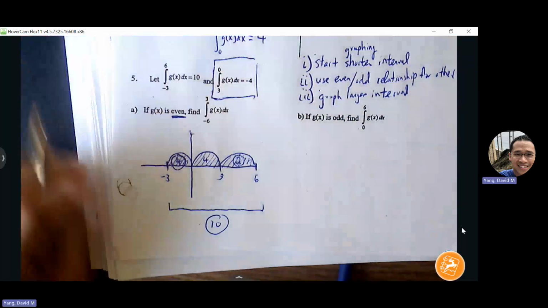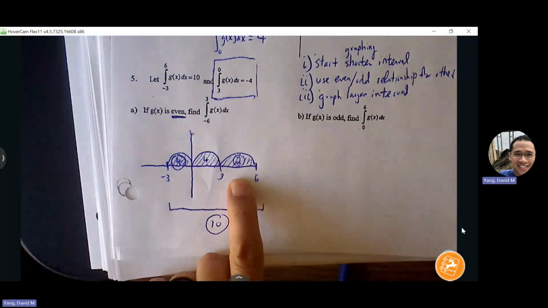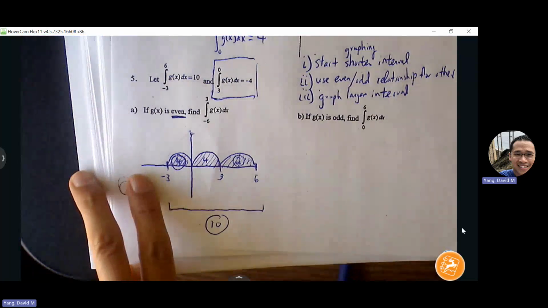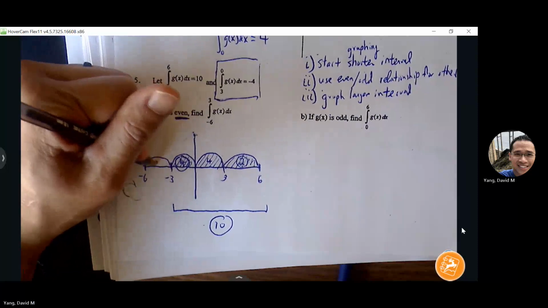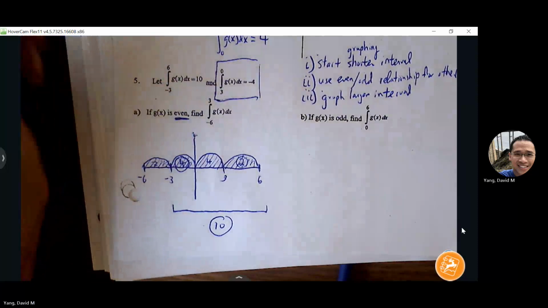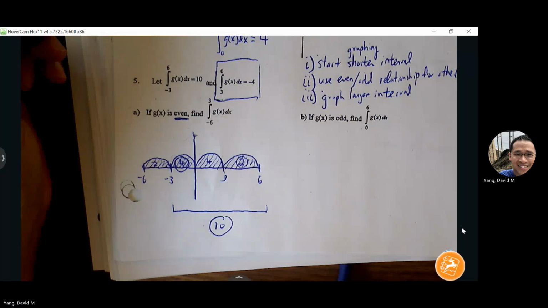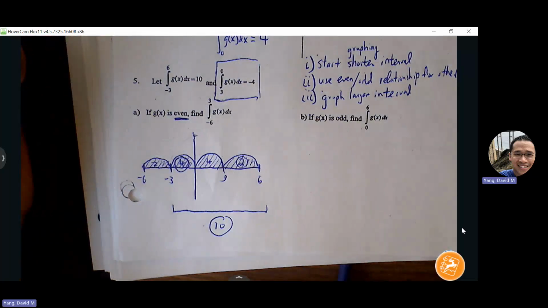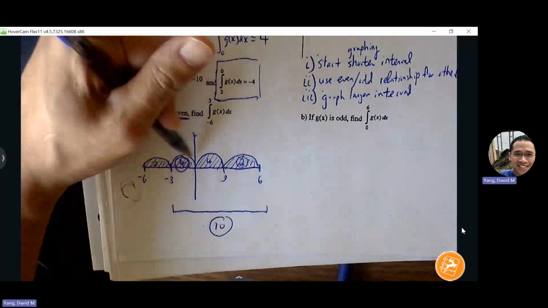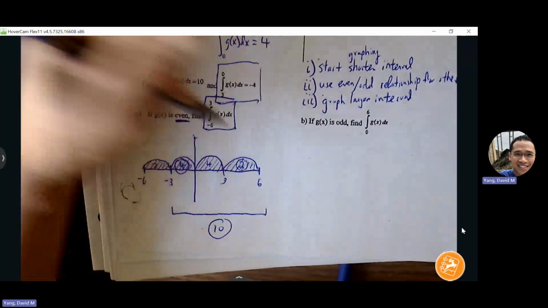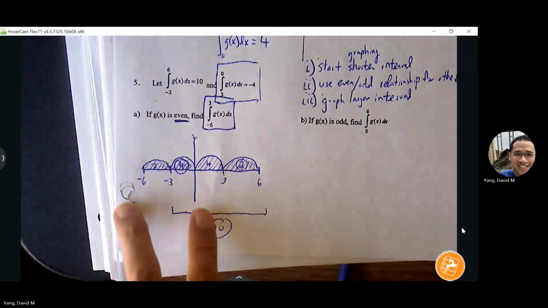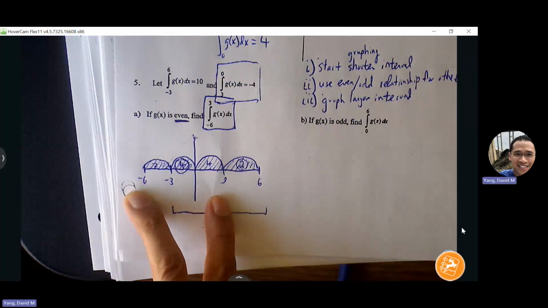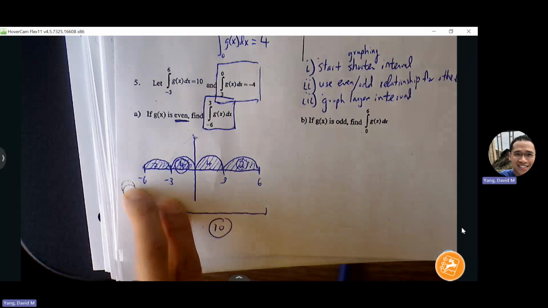And now it becomes more clear, right? Because if this is 2, then the other side is also what? 2. I know the whole area is going to be 14, or sorry, 12, but let's see, is it asking for the entire region? It's only asking for from -6 to 3, so 10.